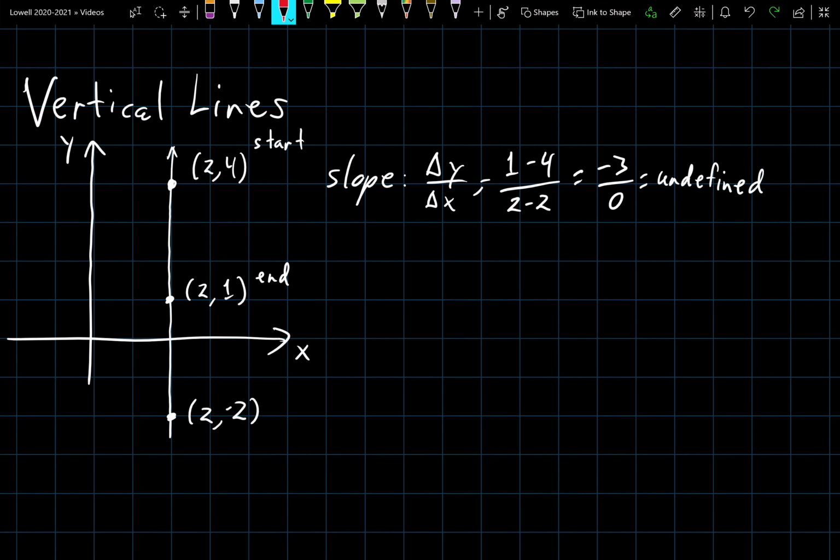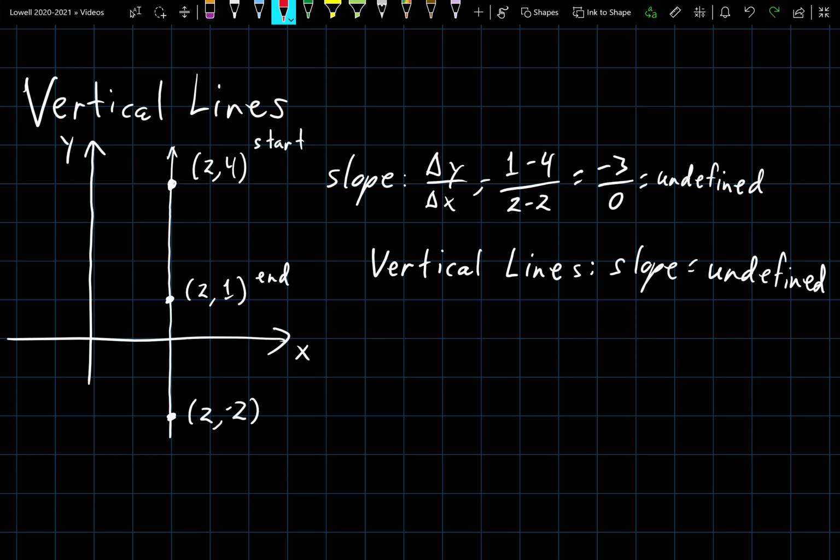Well, that's kind of weird. But you can see how no matter what, this is actually going to be the case. For a vertical line, your slope is always going to be undefined, and here's why. I guess you could also think of it as a quote-unquote infinite slope.